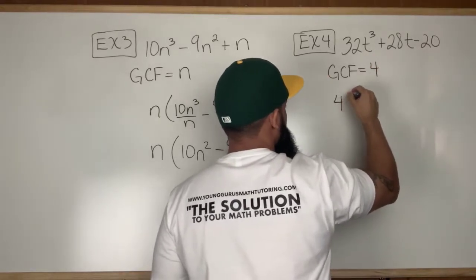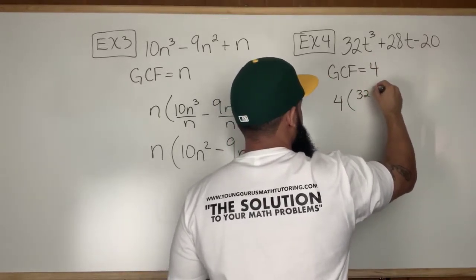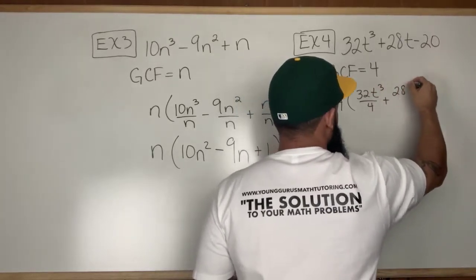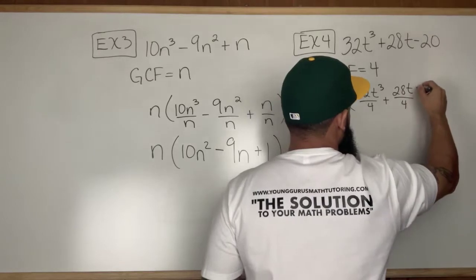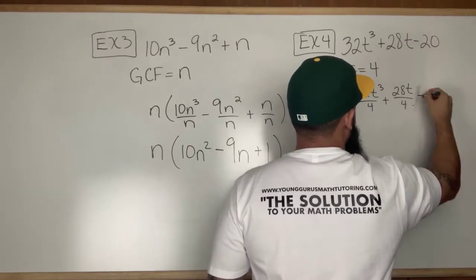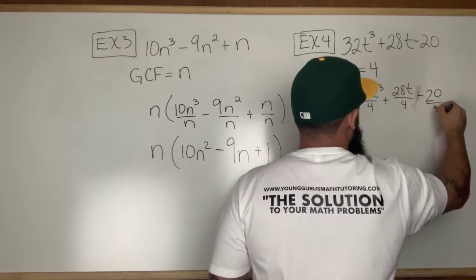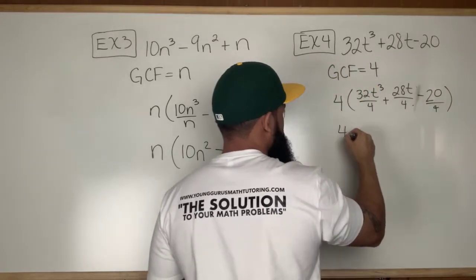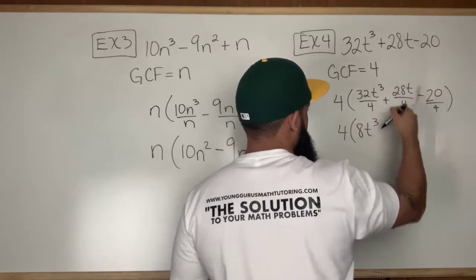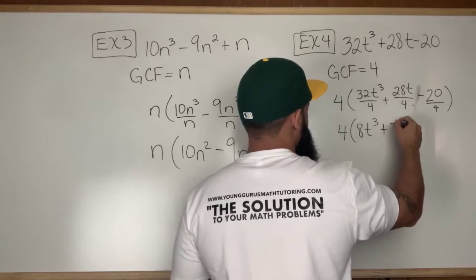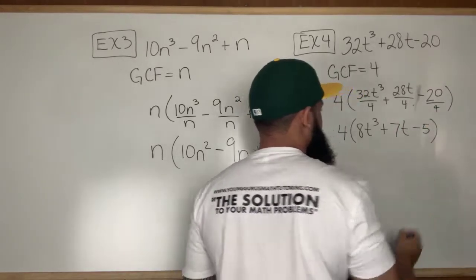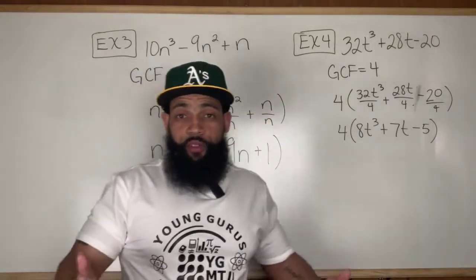So we're going to say 4, parentheses, 32t to the third power. We're going to divide by that GCF. 28t divided by the GCF. Minus 20 divided by the GCF. Okay, so 32 divided by 4 is 8. Keep the t to the third power. 28 divided by 4 is 7. Keep the t. And then minus 20 divided by 4 is 5. So here is the factored form.